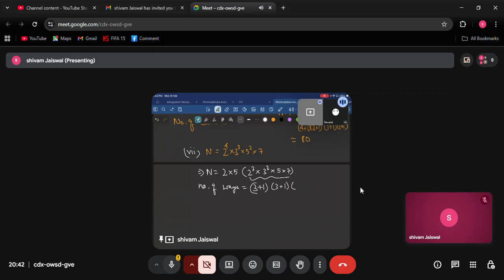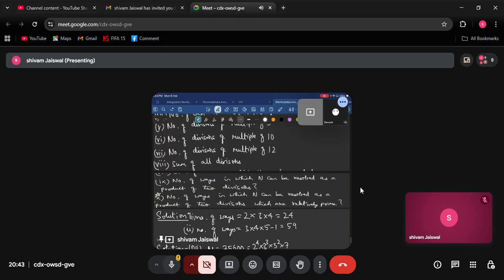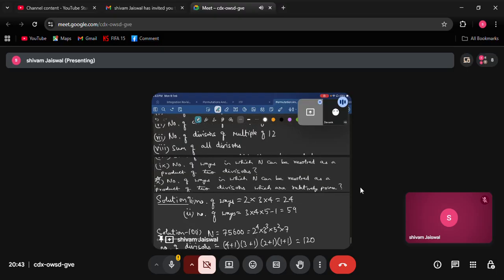Similarly, Devang, think about the next one. Number of divisors of the multiples of 12. Quickly. Yes, Anandit, part 8 is correct. Only part 9 is correct.